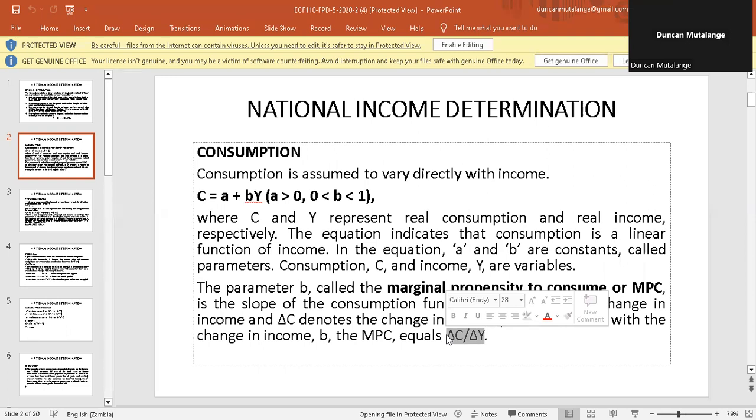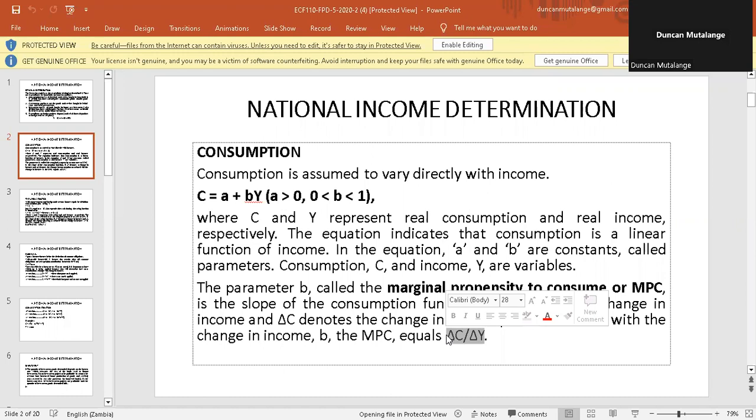All right. So what do we find? Our gradient is from grade 12. It's changing the y-axis. What's on the y-axis? It's consumption. So that's why we're putting C. Then divided by the x-axis. What's there? It's y, which is income. So you need to say change in y. That's the MPC.